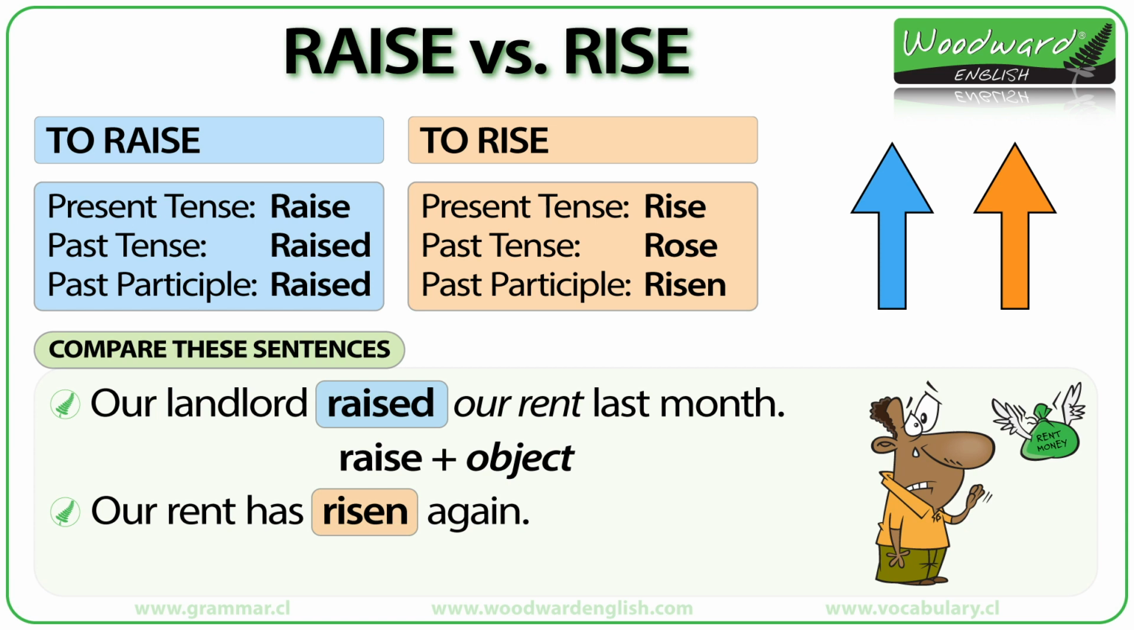Let's look at the next sentence. Our rent has risen again. This sentence uses the past participle form of the verb to rise, which is risen. See how there is no object after the verb rise.